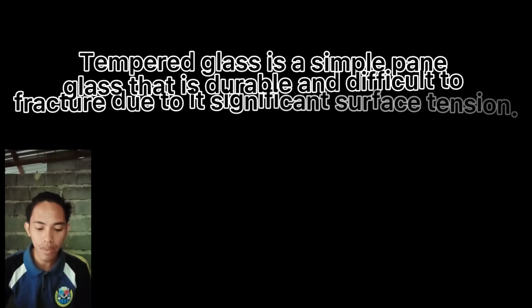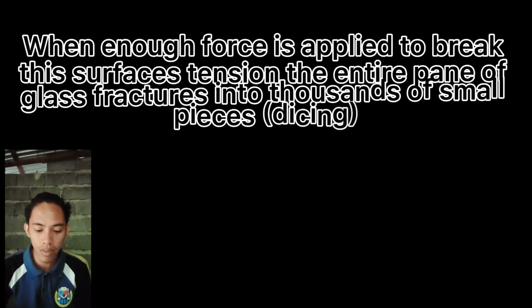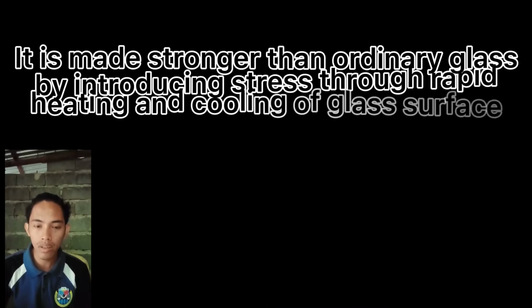Tempered glass is a safety glass. It is a single pane glass that is durable and difficult to fracture due to significant surface tension. When enough force is applied to break this surface tension, the entire pane of glass fractures into thousands of small pieces. It is made stronger than ordinary glass by introducing stress through rapid heating and cooling of the glass surface.